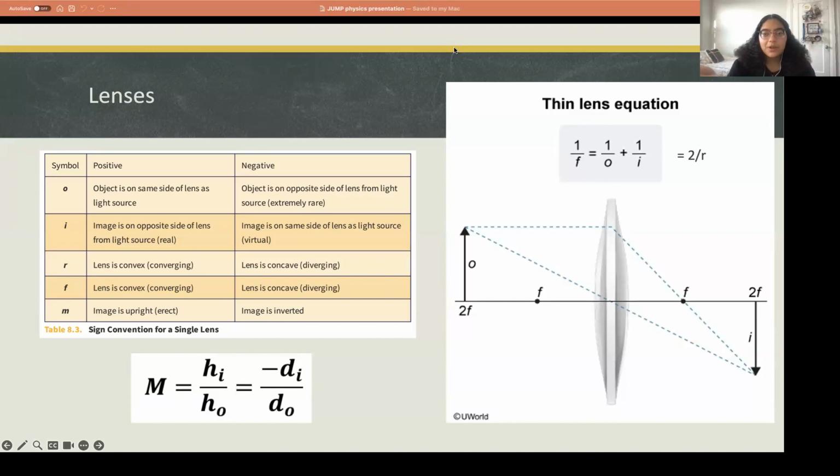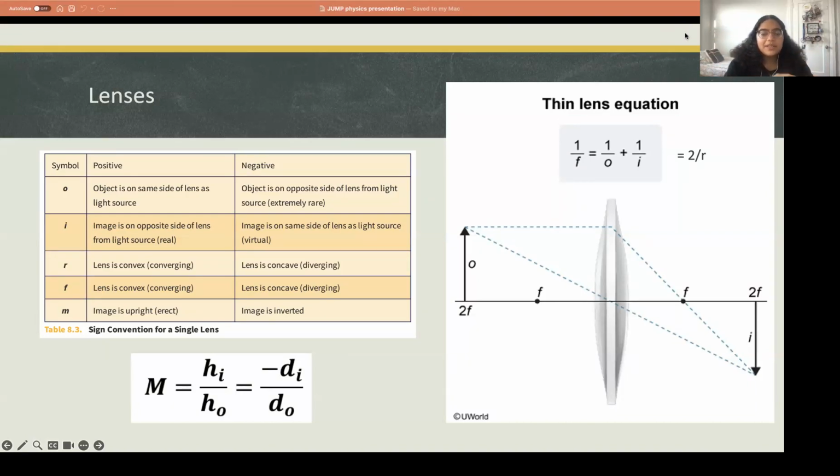And then also important to note that, as we said, the focal length is half of the radius. So 1 over f is also equal to 2 over r. And then another equation is the magnification equation on the bottom left there. That's that your magnification is hi over ho, and that's also equal to negative di over do, you could say. So it's the height of the image over the height of the object, and it's equal to negative distance of image divided by distance of object.